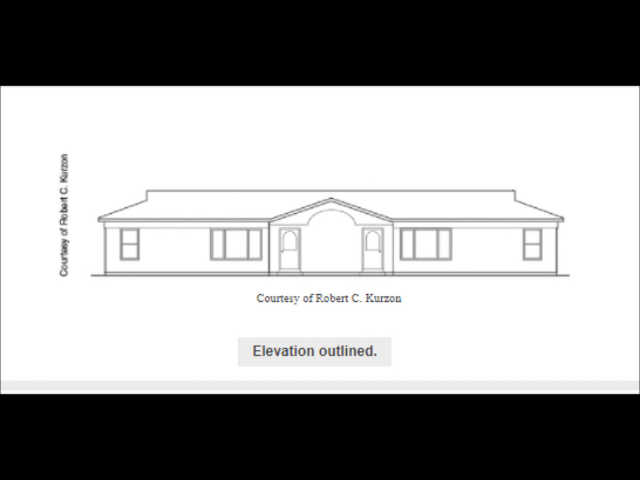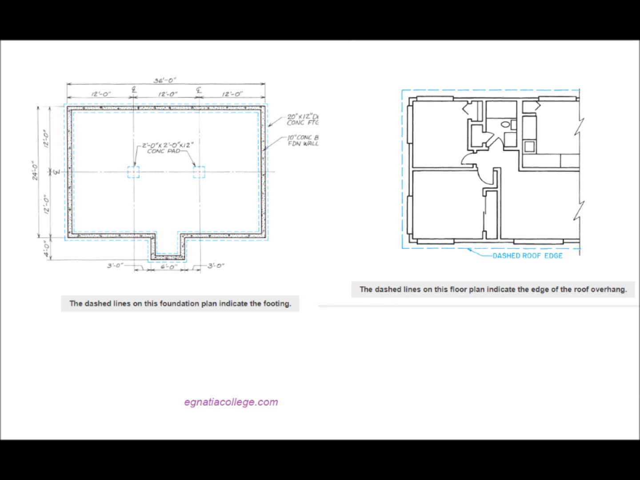Object lines are used to show the shape of an object. All visible edges are represented by object lines. Drawings usually include many solid lines that are not object lines. Dashed lines. Dashed lines have more than one purpose in construction drawings.